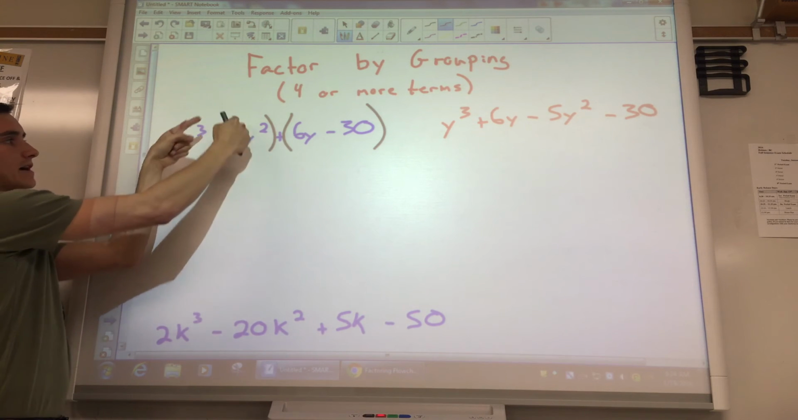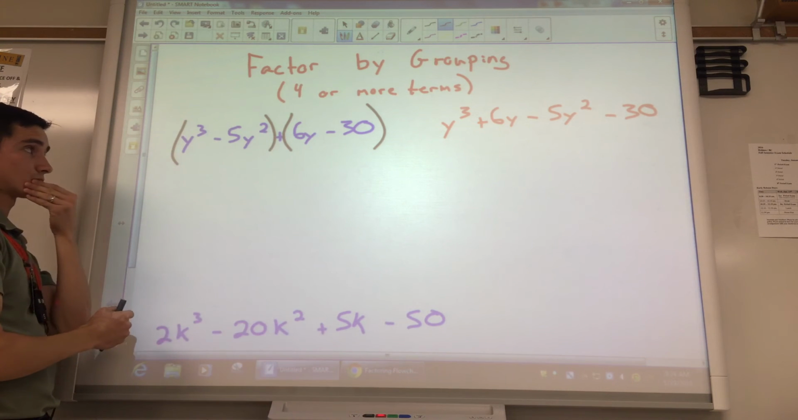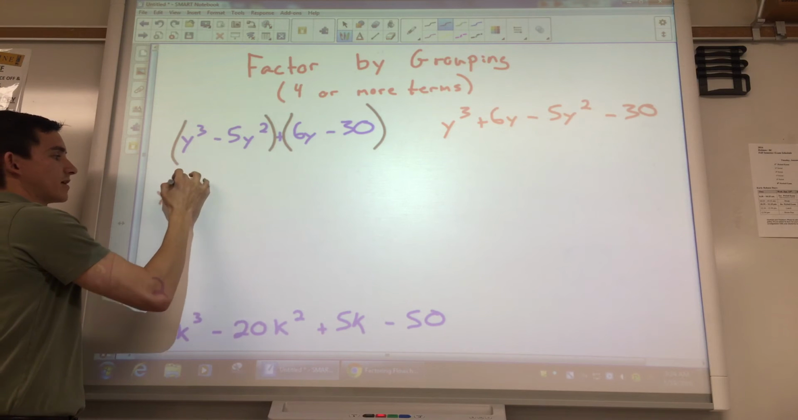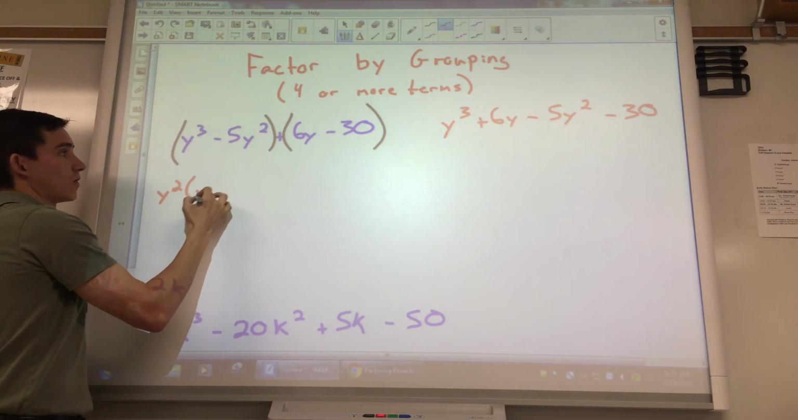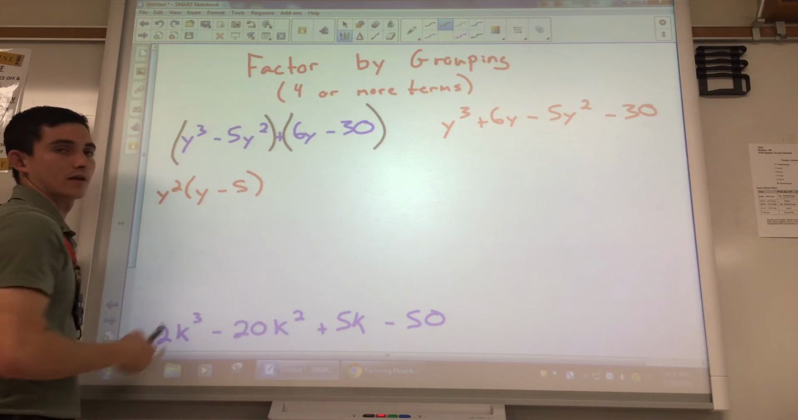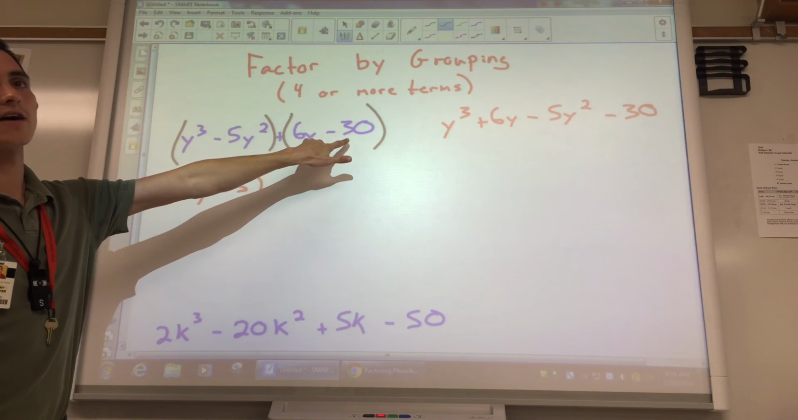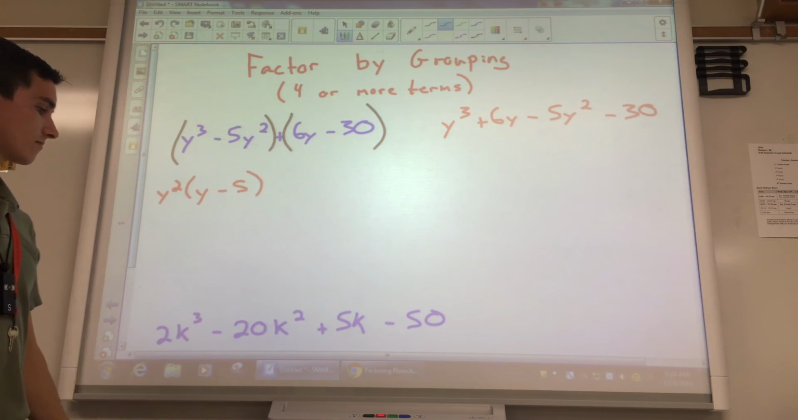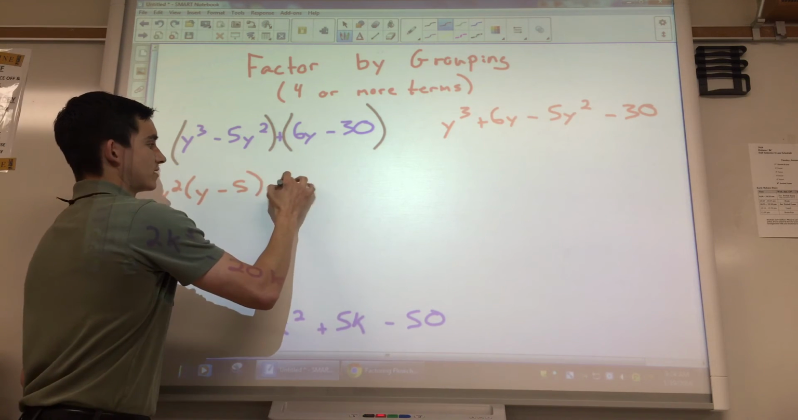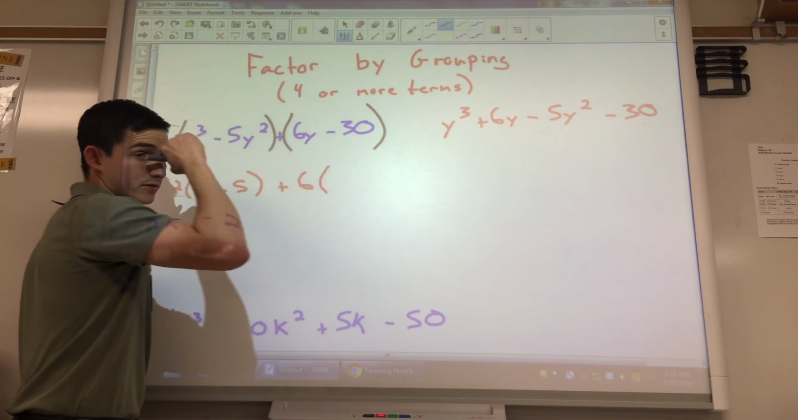What's the greatest common factor of what we've put in parentheses here? Just y squared. So we pull out y squared. What's left over is going to be y minus 5. Okay. What is the greatest common factor of what we have in parentheses over here? So we have plus 6, and then what's left in parentheses?